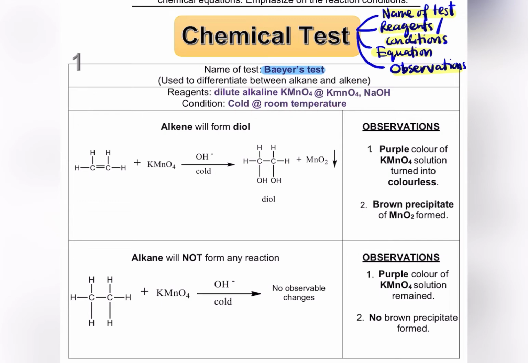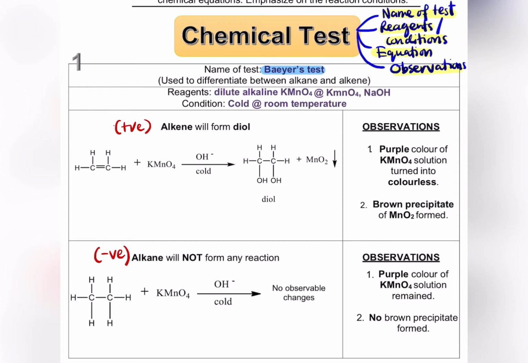So now what will happen, we can use alkane and alkene. I'm going to show you which one will show the positive result and which one will show you the negative result. For the Bayer's test, the positive result will be for alkene. So this is positive result. And for alkane, it will show negative result.